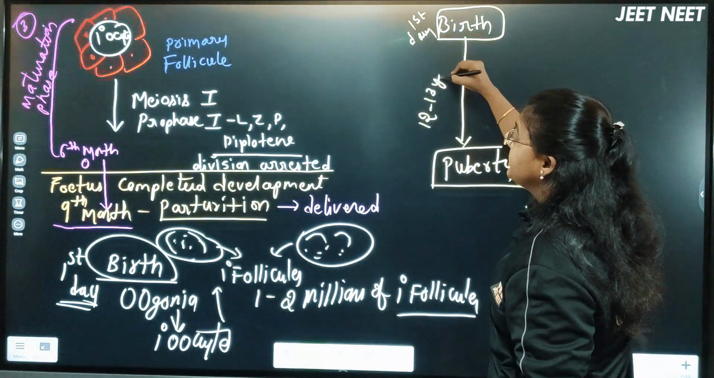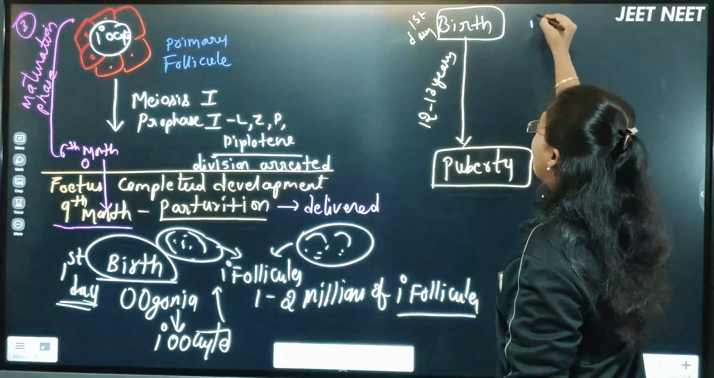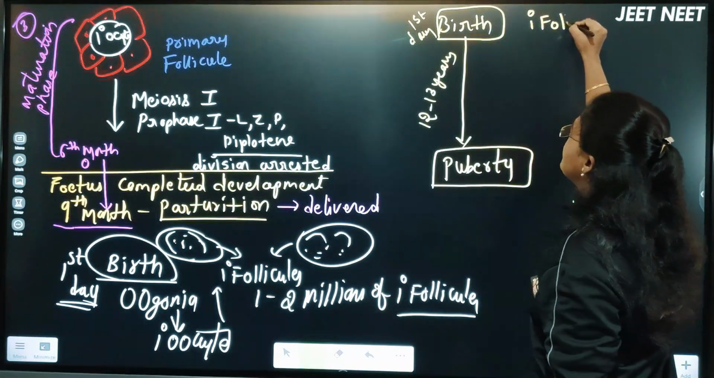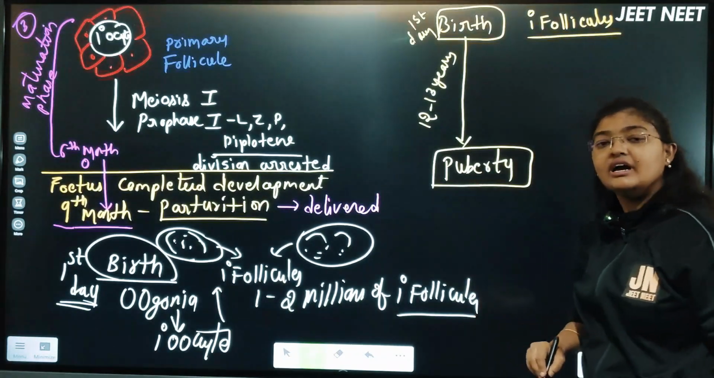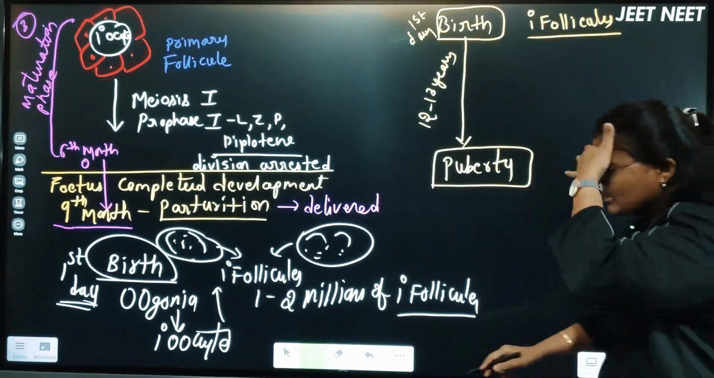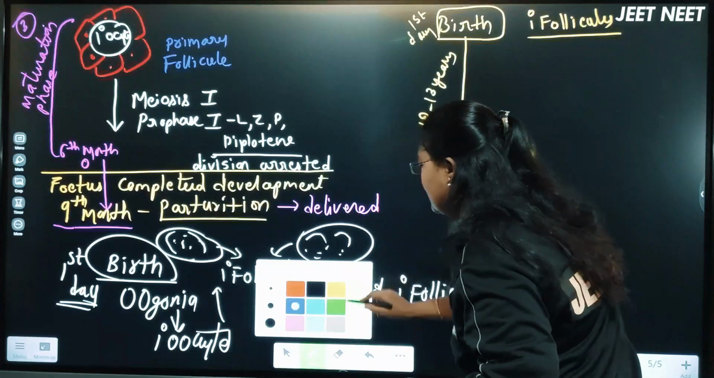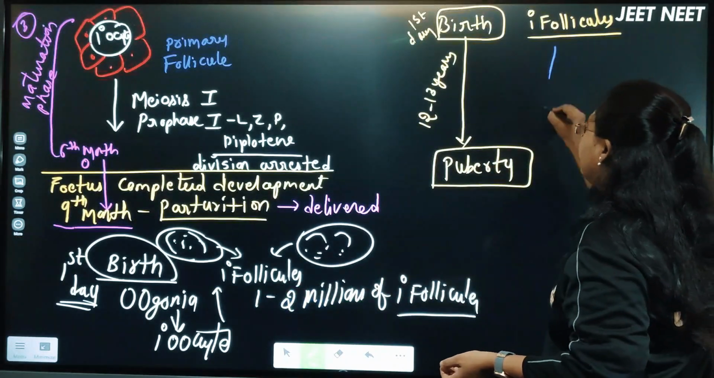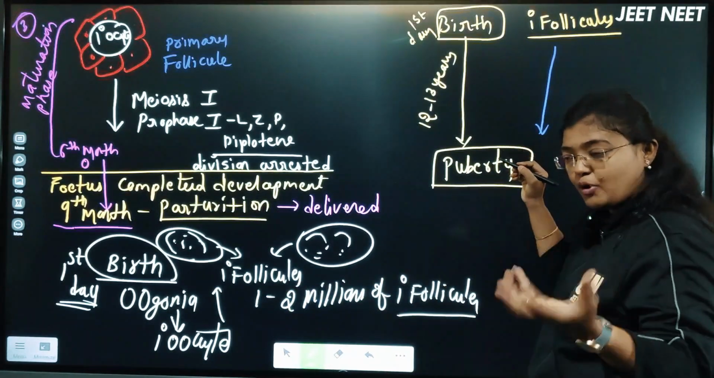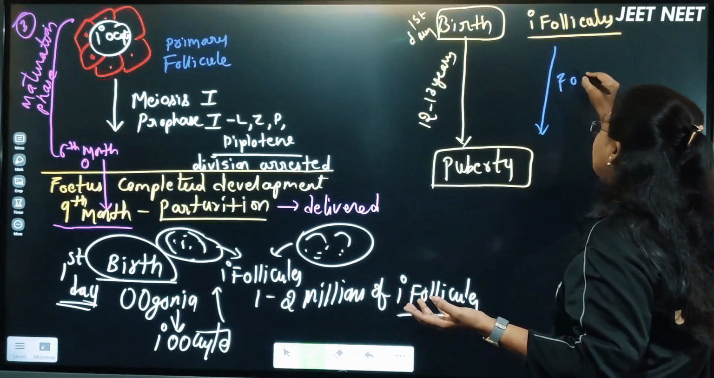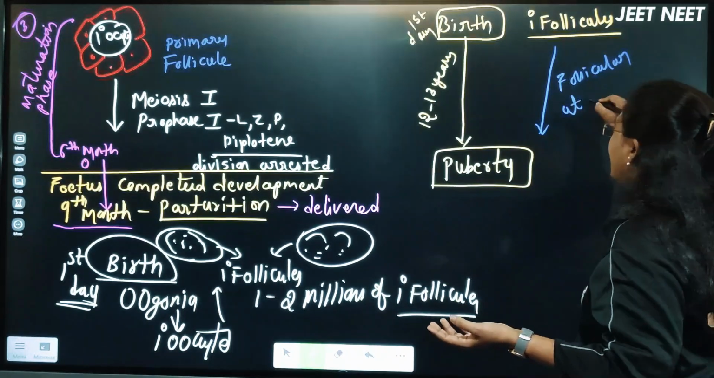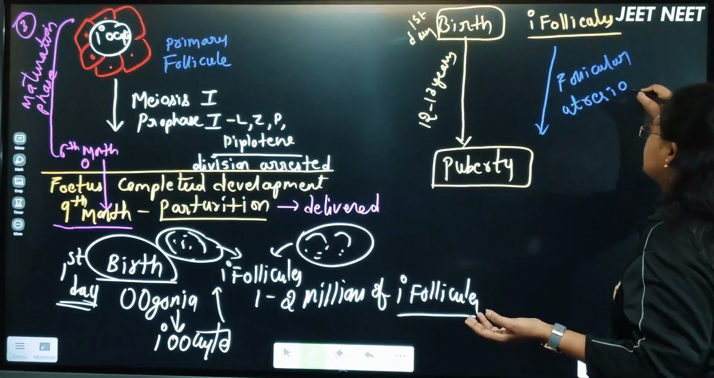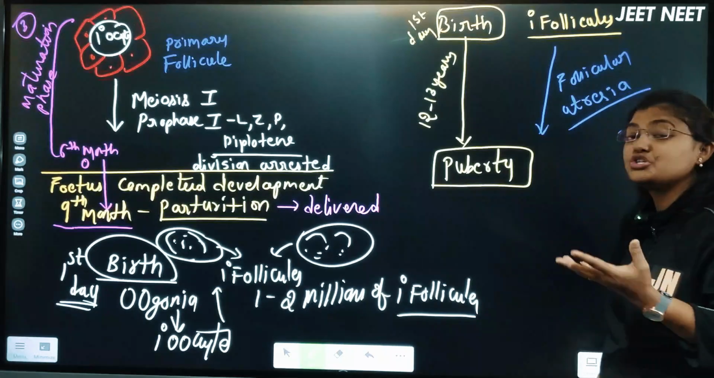Around 12 to 13 years will be present now, beta. Whatever primary follicles are present in her body, in both the ovaries, these primary follicles will undergo a process called follicular atresia. Atrophy we can say, or atresia we can say.